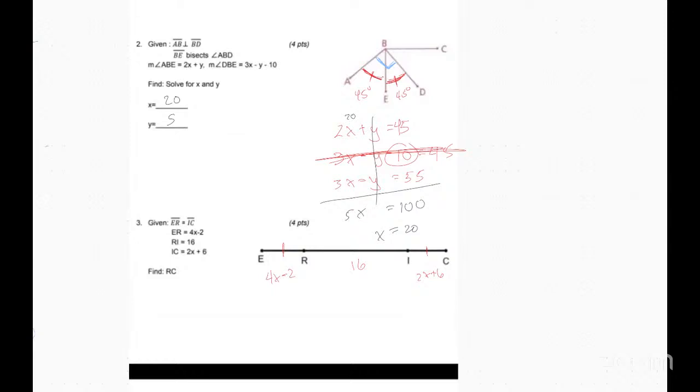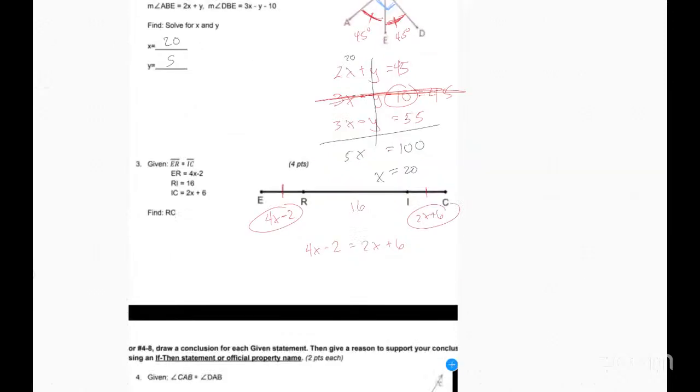So we know that ER and IC are equal to each other. So let's just set these two things equal to each other. 4x minus 2 is equal to 2x plus 6. And now we'll be able to find out what x is by solving it. So what do I do to solve it? You can add 2 to both sides. Okay, add 2. And also subtract 2x, right? Got it. So what would x equal? 4. Good.